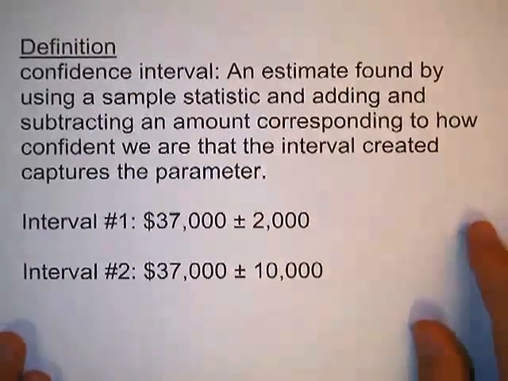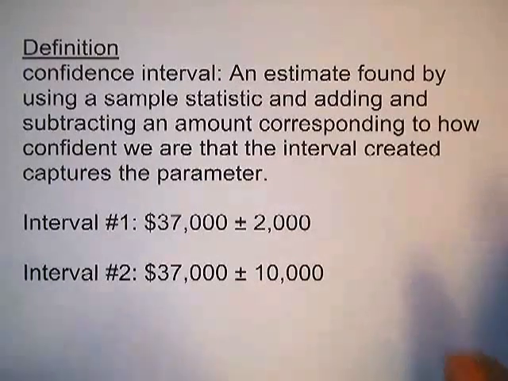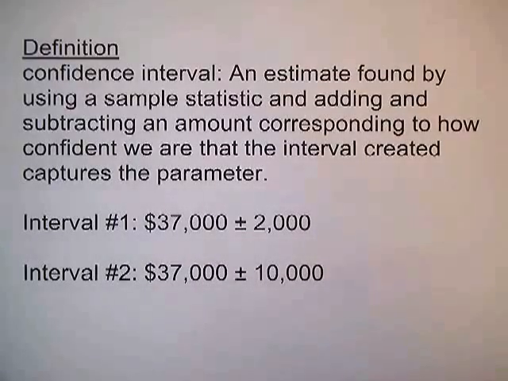Both of those two intervals are what are called confidence intervals. A confidence interval is an estimate found by using a sample statistic and adding and subtracting an amount corresponding to how confident we are that the interval created captures the parameter.